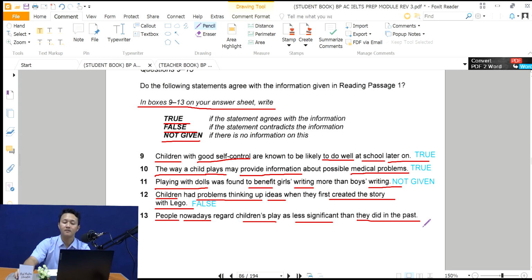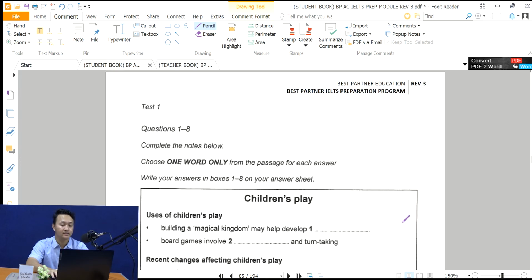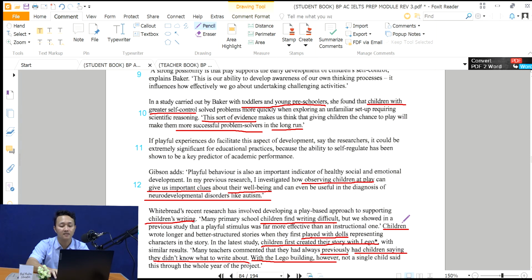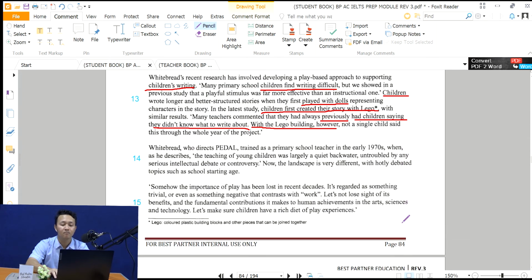Now we need to find the information about people nowadays regard children's play as less significant than they did in the past. Let's see the tags again. But continue your reading. Okay. So we need to find the information about it. Train as a primary school when they, okay.